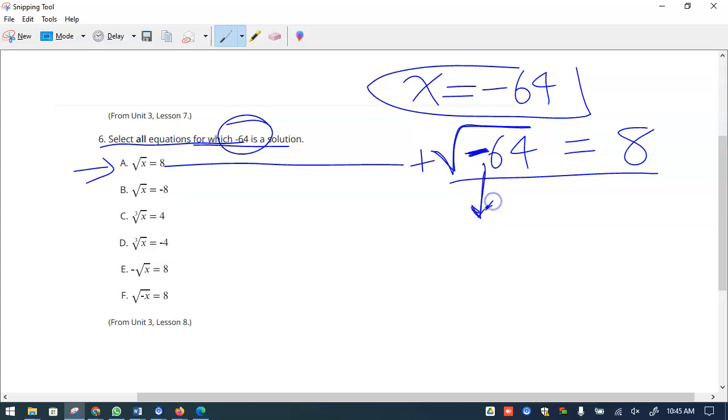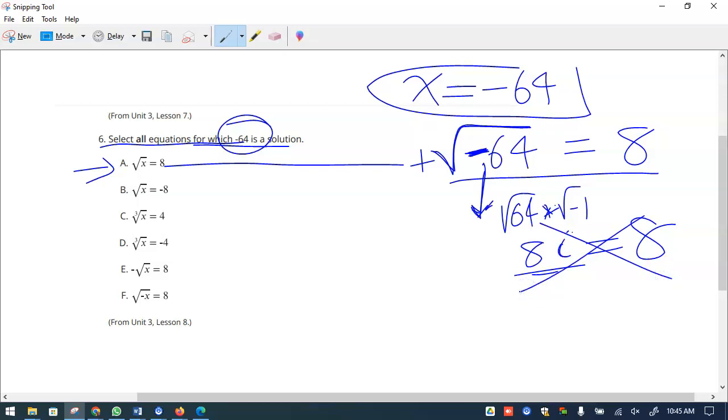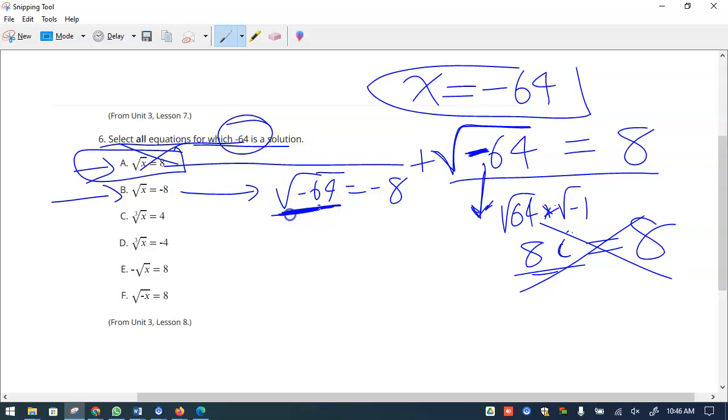Actually, on the left side, the value becomes square root of 64 times the square root of minus 1, which is 8i. The right side becomes 8. The left side is an imaginary number. So this is false. So this is not a solution. So I'll put the second one, square root of x is minus 8. If I put here square root of minus 64, again it's the same idea. You cannot have this, because this is going to be 8i, and you are saying 8i is minus 8i. This is again false.